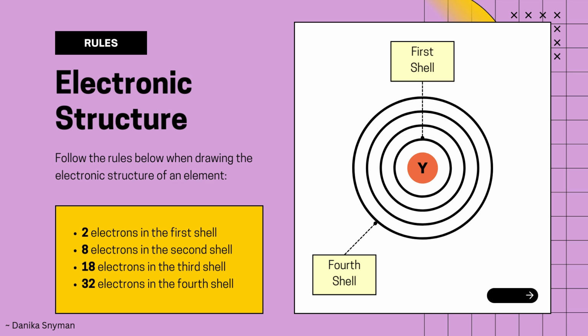We find the shells from the inside out. So as you can see here, the innermost shell is the first shell, and then the last one will be the fourth. So it's first shell, second shell, third shell, and fourth shell. And yes, they can go bigger, they can have 6 shells and so forth, but for your level and grade, you don't need to know that by now.